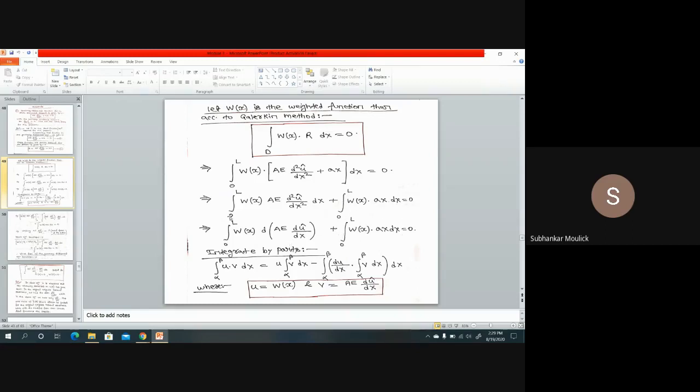So how will I solve this expression? For that, this integral by parts formula, I am just writing it in some advanced form. See how I am writing it. I am just changing the form of this integral by parts.